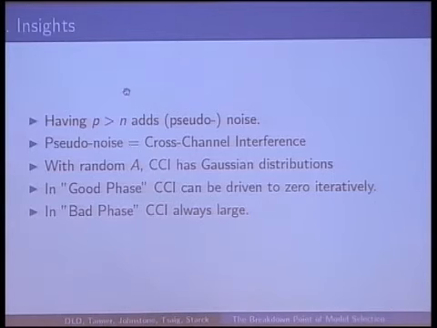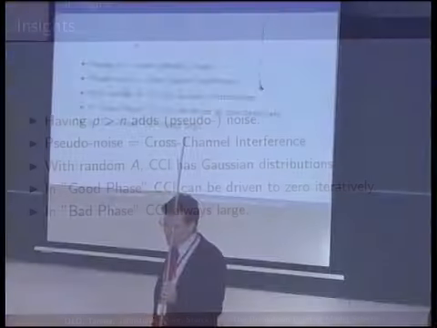This noise is a pseudo-noise. It's a cross-channel interference. And if you have random matrices from the ensembles we've been talking about, it has a Gaussian distribution. There's a good phase and a bad phase, and in the good phase you can drive the thing to zero iteratively. In the bad phase, it'll stay large.